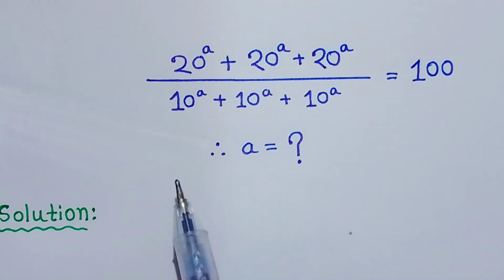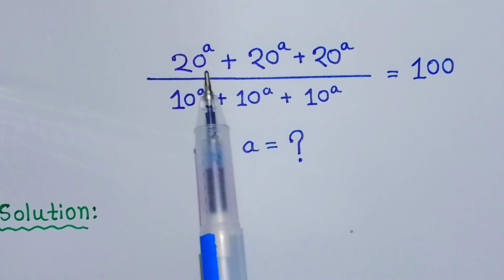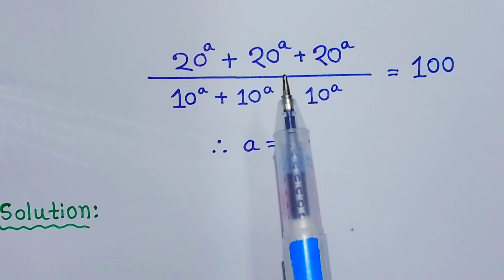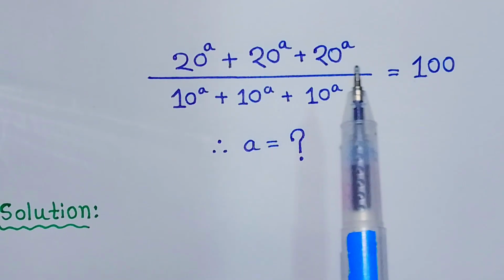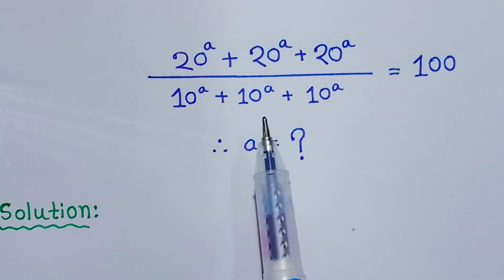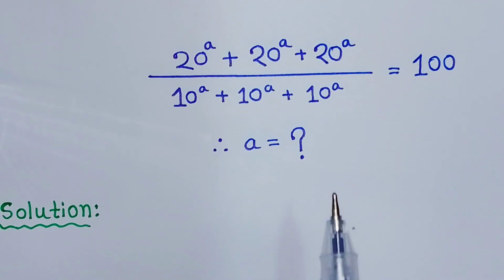Today I'll solve this interesting and nice exponential equation: 20^a + 20^a + 20^a, divided by 10^a + 10^a + 10^a, equals 100. Then what's the value of a?